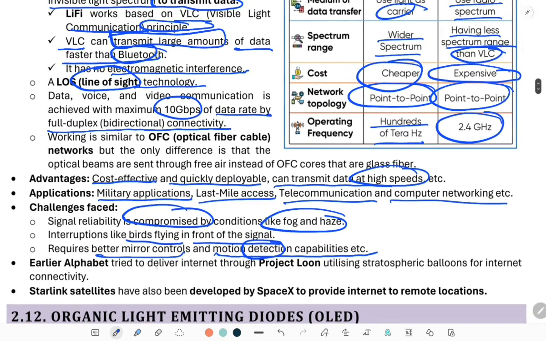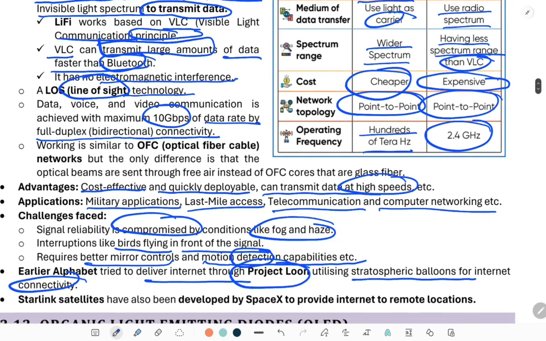Earlier, Alphabet tried to deliver internet through Project Loon, utilizing stratospheric balloons for internet connectivity. And Starlink satellites have also been developed by SpaceX to provide internet to remote connections.